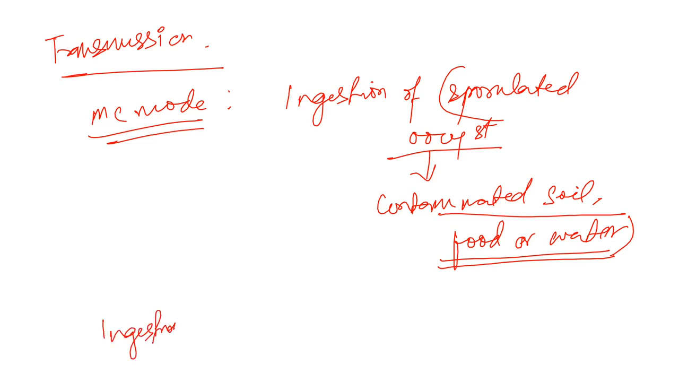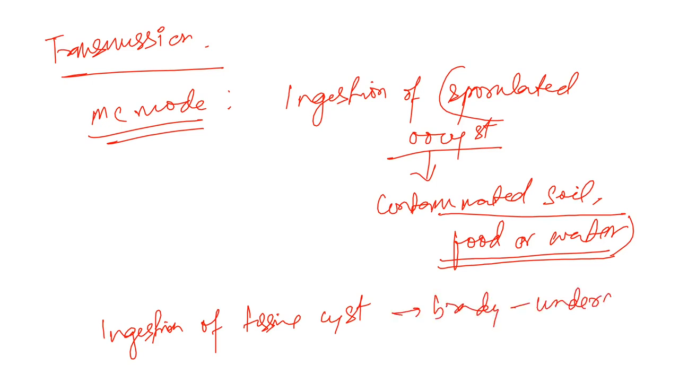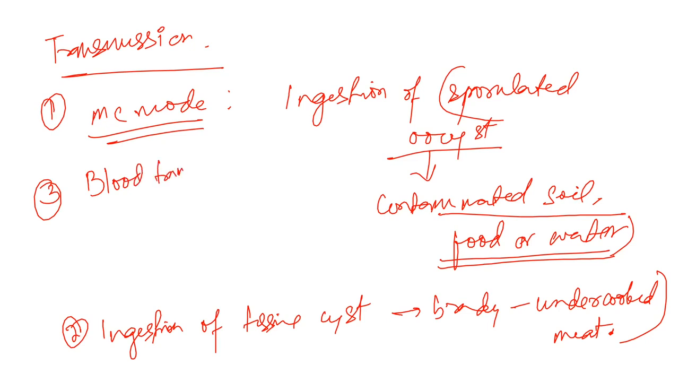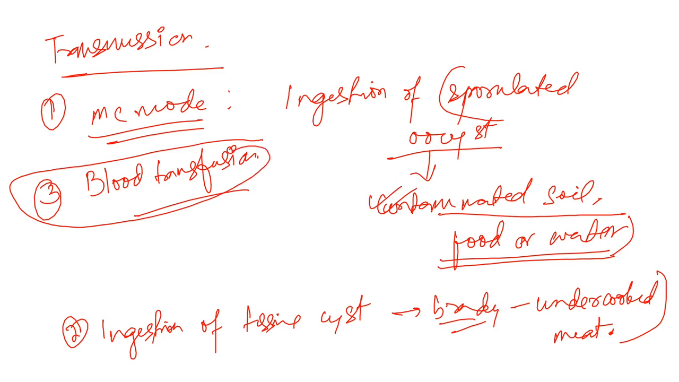Ingestion of tissue cyst. What does tissue cyst mean? Bradyzoites, from undercooked meat. So it can happen from this too, from undercooked meat. Number 3 is blood transfusion. Suppose a man is vegetarian, he does not eat meat, and he did not have contamination with this also. Then through what mode can it happen? Through blood transfusion, transmission can happen to him. Fine. Now we will be talking about the clinical features.